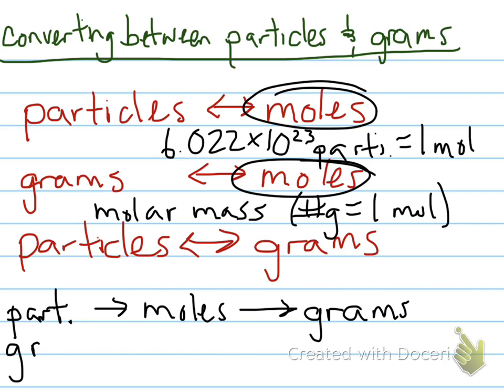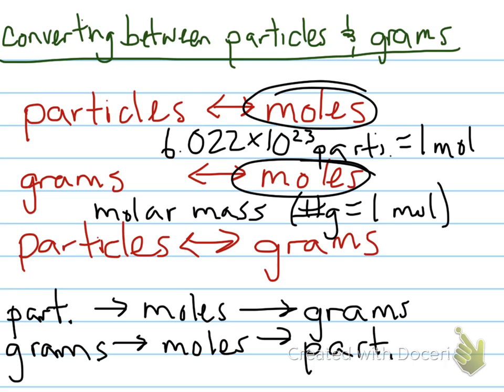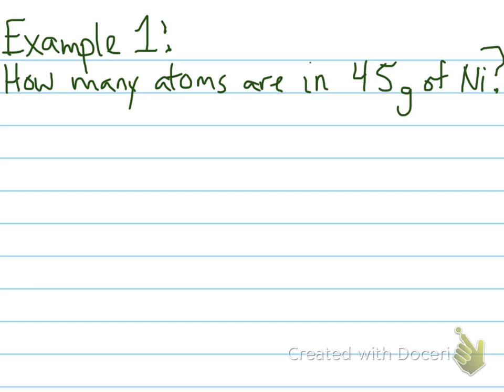Or if we're starting with grams, we will take our grams and convert from grams into moles, and then from moles into particles. So when we convert from particles to moles, we'll be using Avogadro's number, and when we convert from moles to grams, we'll be using our molar mass. And the opposite goes for our second one. When we start with grams, we'll start by converting from grams into moles using molar mass, and then we will use Avogadro's number to convert from moles to particles. Let's try an example.